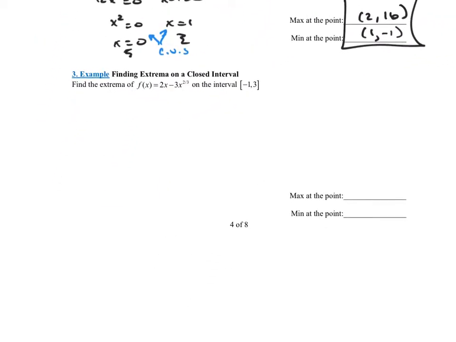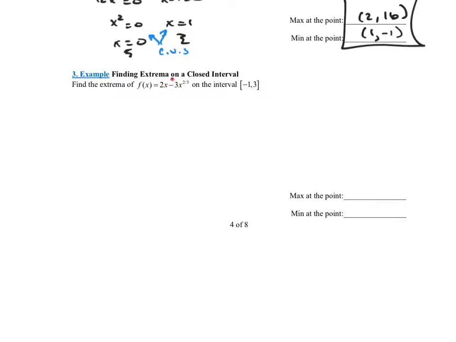So let's look at the next one. Problem 3 says find the extrema of f(x) = 2x - 3x^(2/3) on the closed interval [-1, 3]. Again, this isn't a polynomial function, but I do want to note that this is defined everywhere. It is a cube root, which works for negatives and positives. So this is defined everywhere on the interval from -1 to 3.